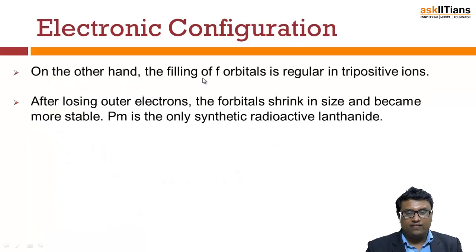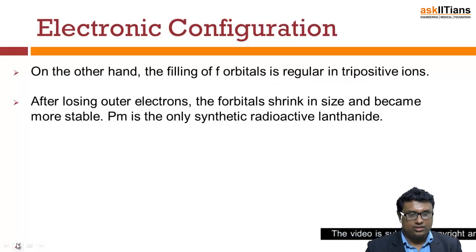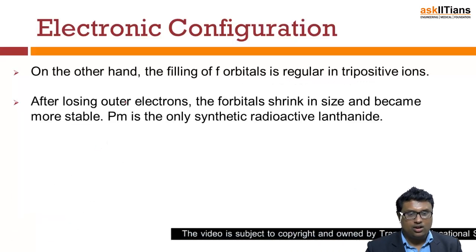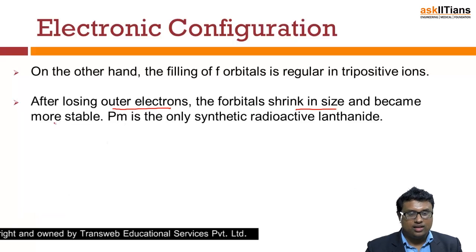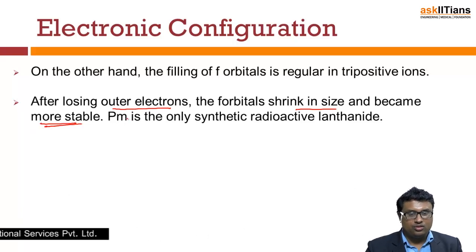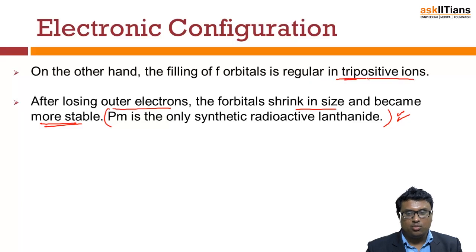On the other hand, the filling of f orbitals is regular in tripositive ions. After losing outer electrons, the f orbitals shrink in size and become more stable. That's why Pm is the only synthetic radioactive lanthanide. This is a very important point: the filling of f orbitals is regular in tripositive ions.